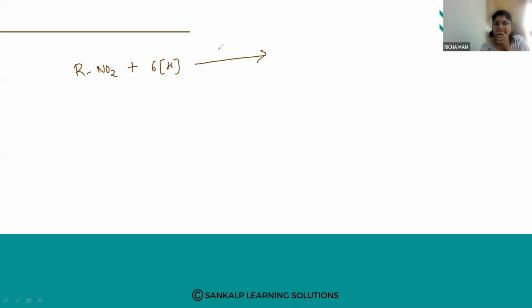This will go in the presence of Sn/HCl, or you can take Fe/HCl, or catalytic hydrogenation, that is H2 in the presence of nickel, platinum, or palladium. What you are going to get is an amine. The oxygen O2 will be replaced by H2 plus 2 H2O. So you get a primary amine. This was the first preparation, by reduction of nitro compounds.